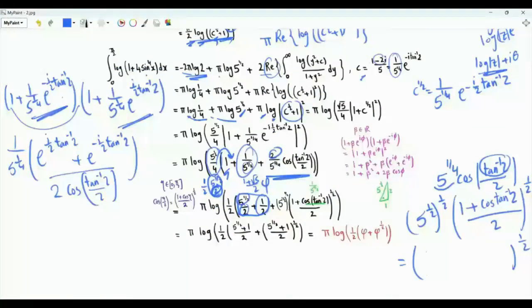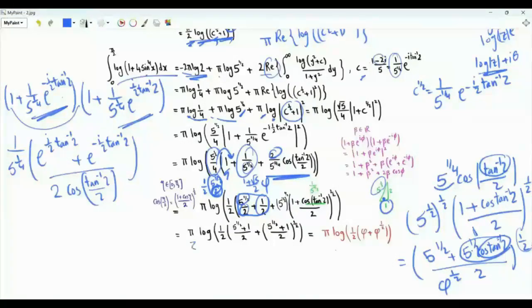This is equal to the square root of the square root of 5 plus the square root of 5 times cosine tan inverse 2, all divided by 2. The acute angle whose tangent is 2 has a cosine equal to 1 over the square root of 5, which means this cosine here is 1 over square root 5, and this term is equal to 1. So under the square root, we also have the square root of 5 plus 1 over 2. That's phi, the golden ratio, to the power 1 over 2. Our integral is equal to pi times the logarithm of 1/2 phi, the golden ratio, plus the square root of the golden ratio.